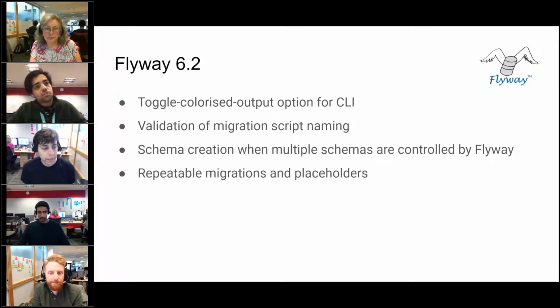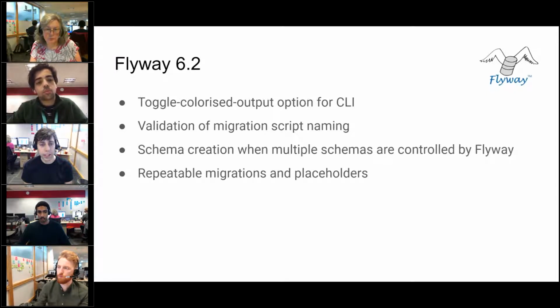Right, so we are almost done with everything we need to work on for 6.2, and it has pretty much 4 headline features, one of which we showed last time, which is the colorized output for the CLI, allowing it to be disabled completely or to be enforced for scenarios where our auto detection doesn't quite do the job. Then we have 3 other things we've worked on.